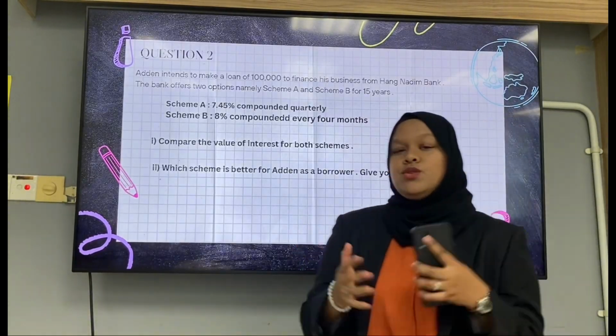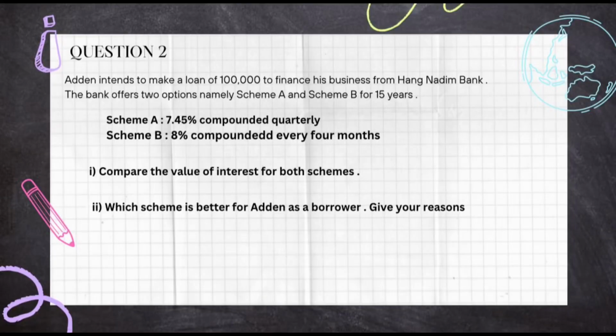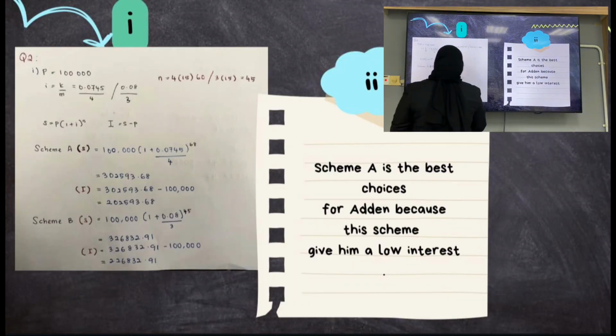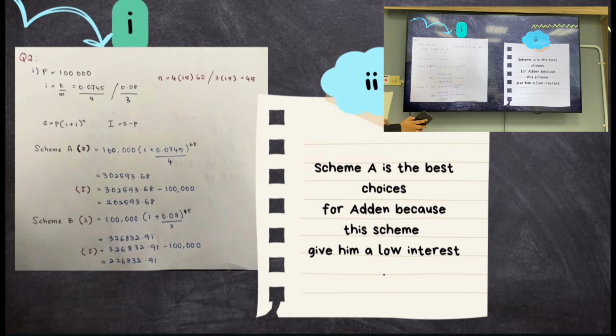For part A, question 2, this is the question. For part A, we have to compare the value of interest for both schemes. Here we have scheme A and scheme B, and we already know that P is 100,000 and i is k over m. Here we got 0.08 over 3. For scheme A and scheme B, we first use the future value formula. We put P here, times (1 + 0.0745 over 4) to the power of 68.